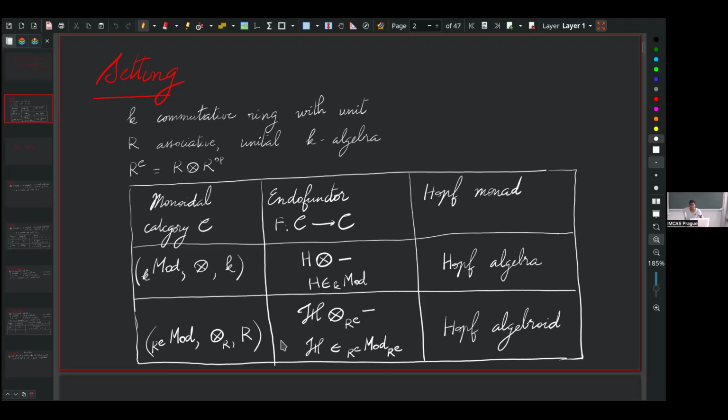And here we can already see the difference, whereas in the first one, we use the monoidal structure of the category, and in the other one, we use an external operation to define the functor. And as we will see later, we will express the definition of a Hopf monad in terms of an algebraic structure of the objects we use to define our functors.